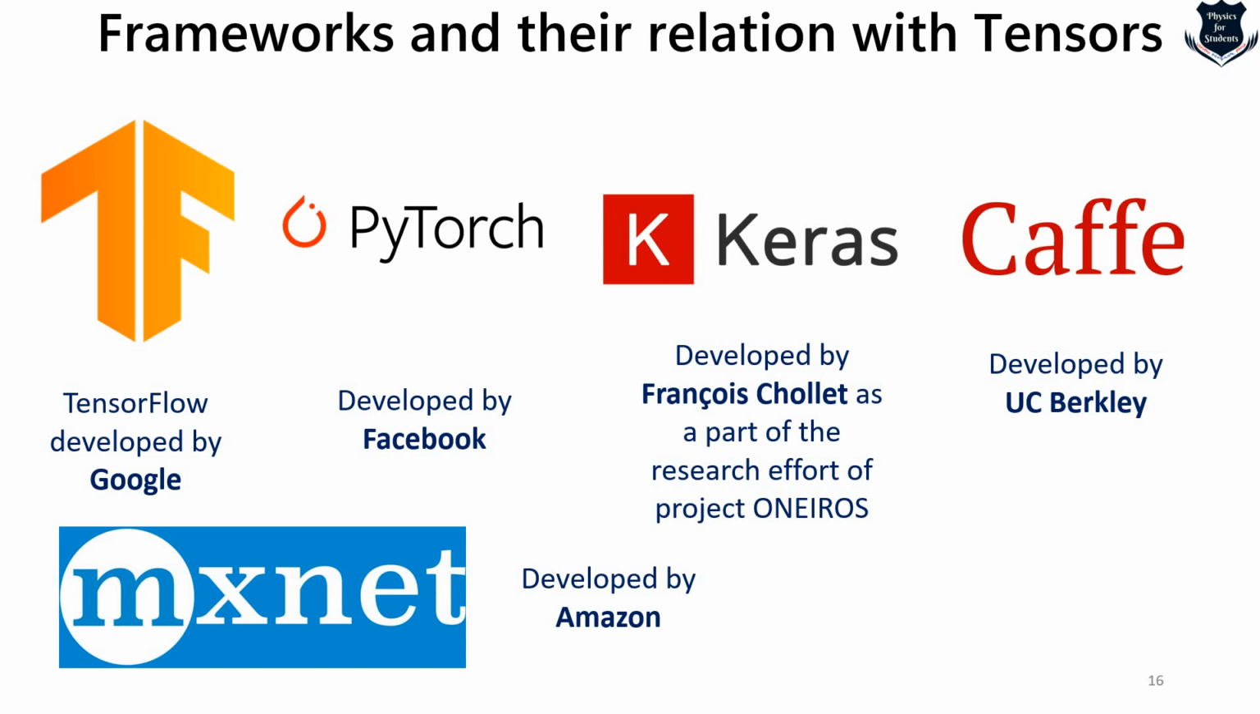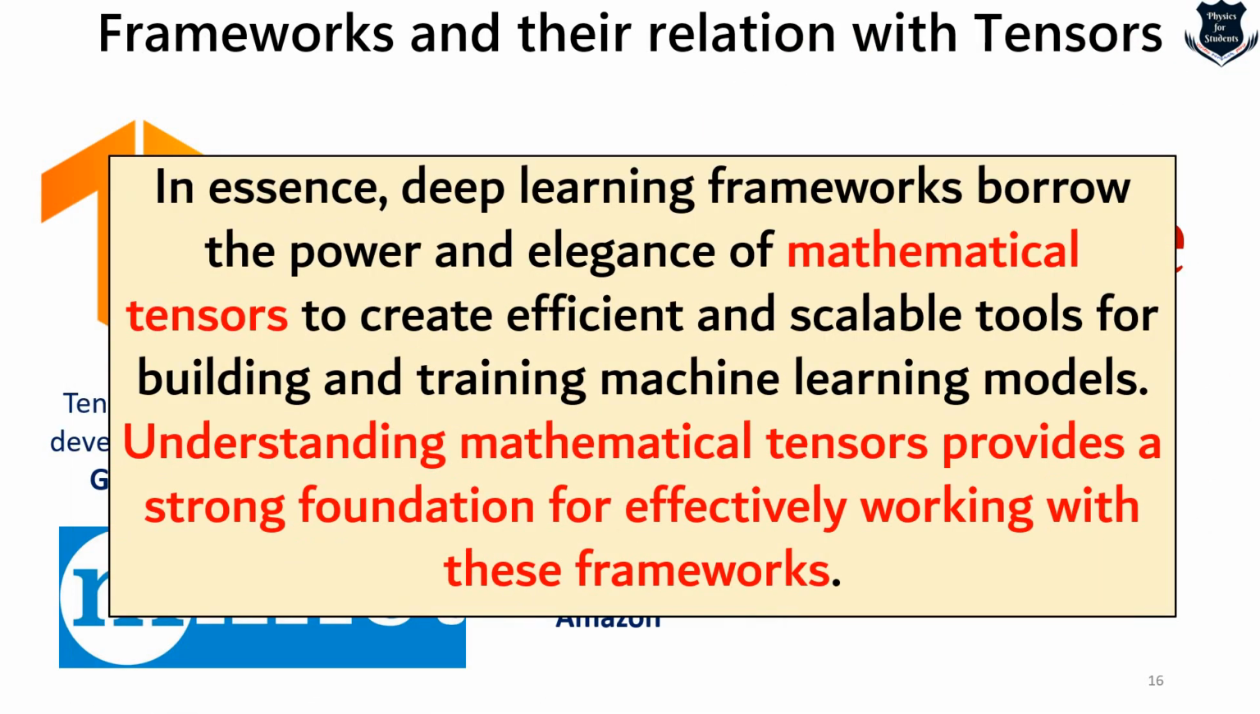So all in all, PyTorch, Keras, Caffe, and others use NumPy. I have not mentioned NumPy, otherwise I would have, is definitely a very powerful tool. So what it says is that, in essence, deep learning frameworks borrow the power and elegance of mathematical tensors to create efficient, scalable tools. Remember, the last line is very important. Understanding mathematical tensors is very important because it provides a strong foundation for effectively working with these frameworks.